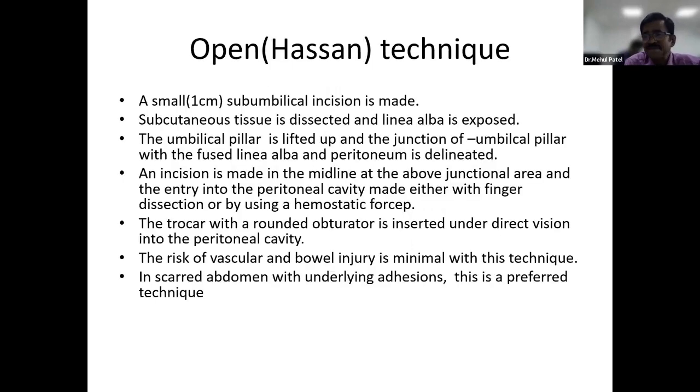So what is the Hassan technique? In the Hassan technique, you make a 1 centimeter subumbilical or maybe a supraumbilical incision. Subcutaneous tissue is dissected. The umbilicus is lifted up. This umbilical pillar, you can see now, is fused to the linea alba. And here, the linea alba and the peritoneum are all blended together. So an incision is made in the midline at this junction area.